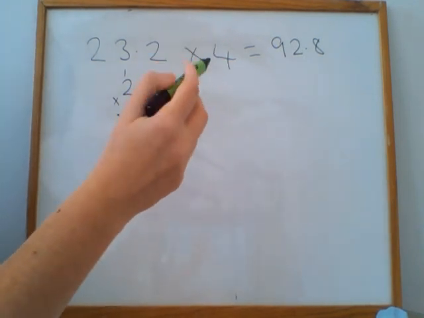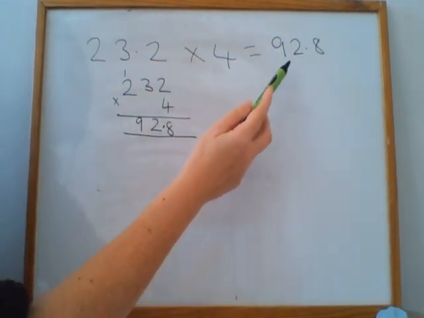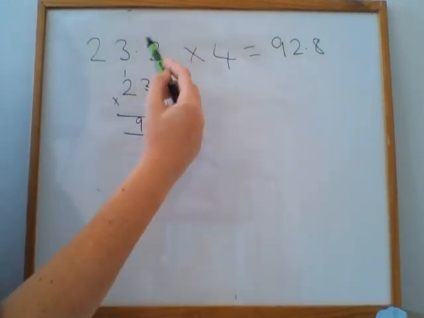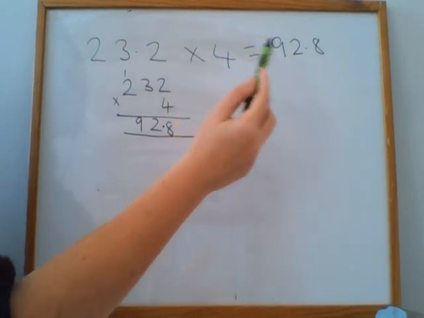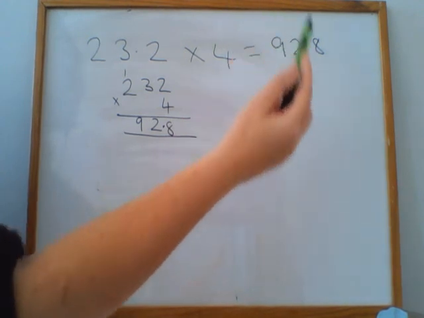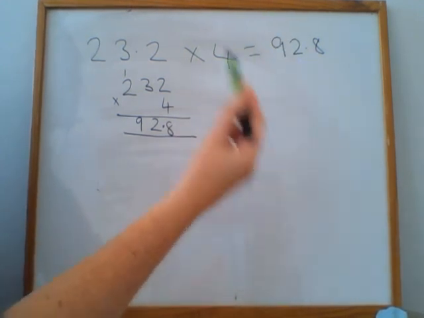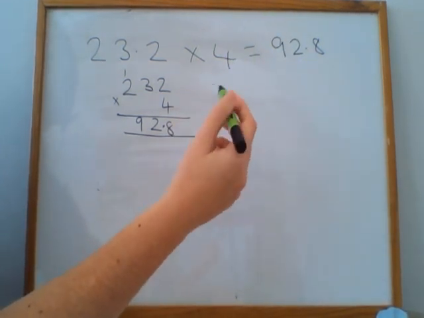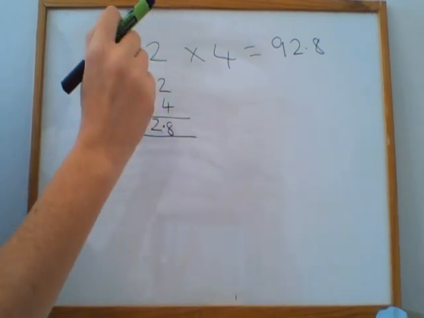And then I always advise my class to check this. Does that make sense? 23 roughly times 4, 92. Yes, that would make sense. If I got an answer of 928, you would have to look again at your calculation and think, I've done something wrong here. Okay, well done Year 6.